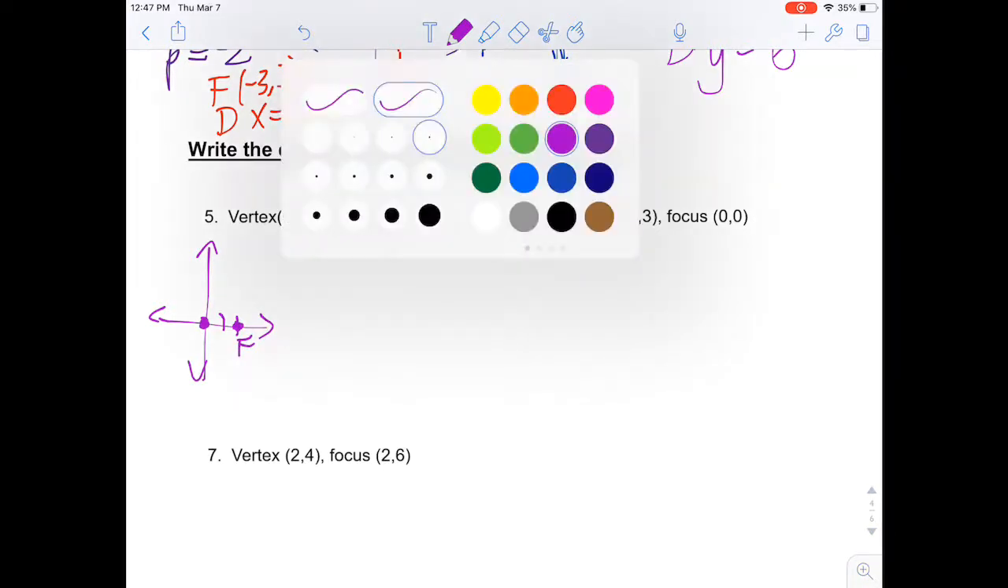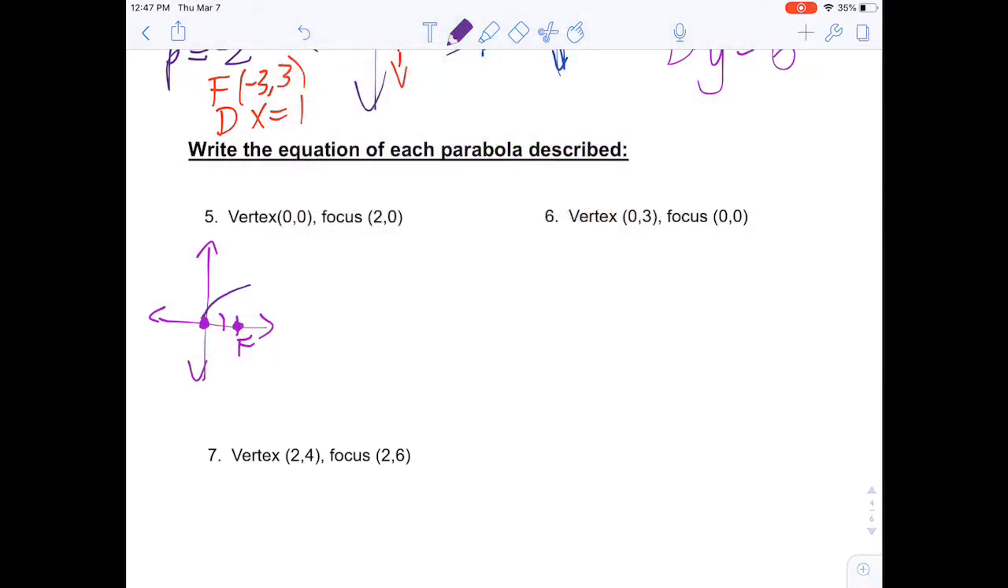Now I know that this parabola is going to go to the right because that focus has to be in between the 2 sides of that parabola. And that tells me that p equals 2. Right here is going to be your p. P equals 2, so we can go 2 in the opposite direction and draw on that directrix.